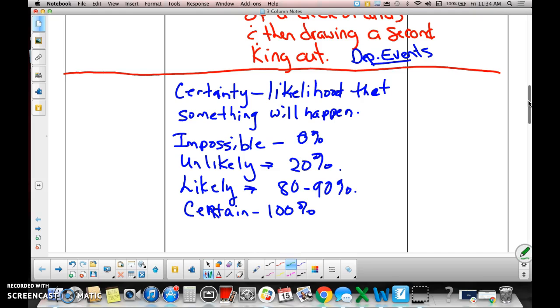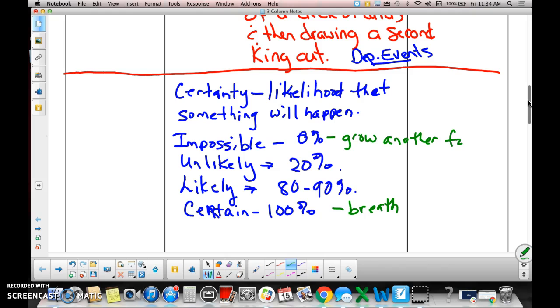Sure. You will breathe today. What's the possibility? Kennedy? Certain. Certain that you're going to breathe. We are really hoping that you're going to breathe today. Okay. You will grow another foot today. Impossible. So you don't think that we're going to figure that out today.